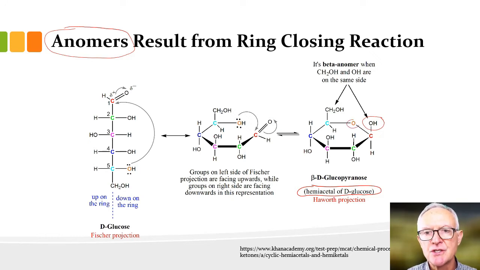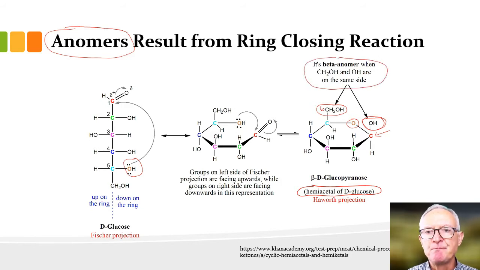This oxygen here was the one that was on carbon 5, and it's nicely color-coded in this picture. And this oxygen that I've circled here is the oxygen that was in the carbonyl. So that will either be above or below the ring, depending on which side of the ring the hydroxyl oxygen from carbon 5 attacks. In this picture, we show the hydroxyl group at carbon 1 on the same side of the ring as carbon 6. That is the beta anomer.